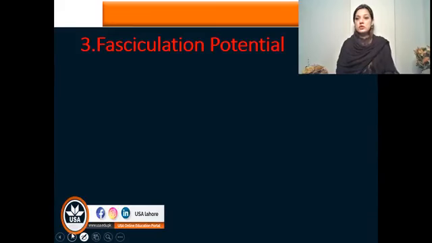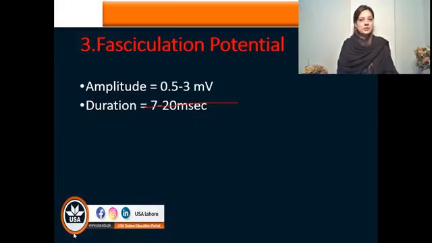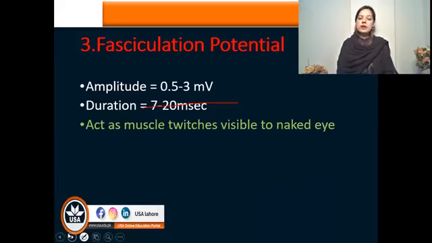The third one is the fasciculation potential. Fasciculation potential has an amplitude of 0.5 to 3 millivolts, with a duration from 7 to 20 milliseconds, along with muscle twitches that are visible normally. So when we perform this, the muscle twitches are visible even to the naked eye.